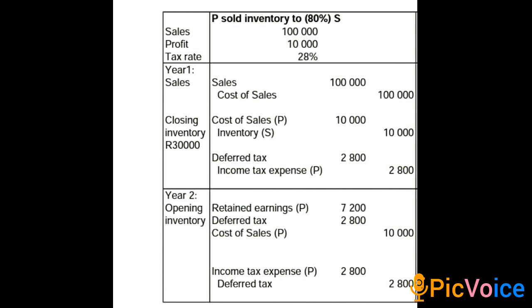So then we will debit cost of sales, credit inventory in the first year when we are selling inventory to each other, and then we will do the deferred tax calculation. Now the deferred tax calculation always follows the main entry. This is how I always know my deferred tax calculation.